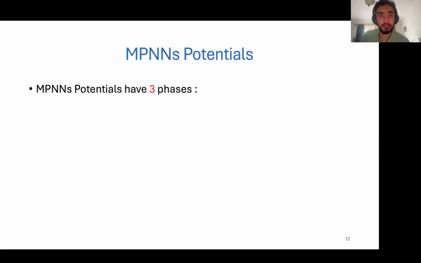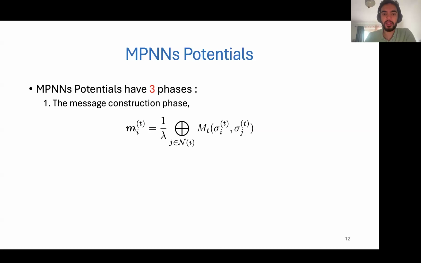So what are the phases of MPNNs, message passing neural networks? They all share three phases. The first one is the message construction phase, which basically embeds the state of two atoms that are on a bond. So you take a bond, and then you have i and j, which are the states on the bond, and then you embed it with a function M. I will say later what M is for MACE. And then you get an embedding of the bond, and then you gather that over all of your neighbors. So you look at all the information of your neighbors, which is the set N_i, and you gather it.